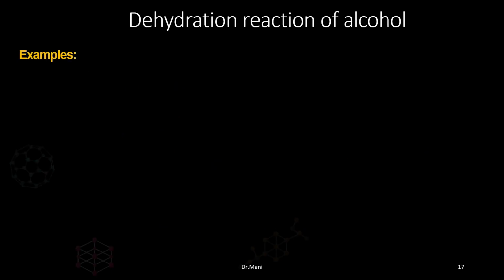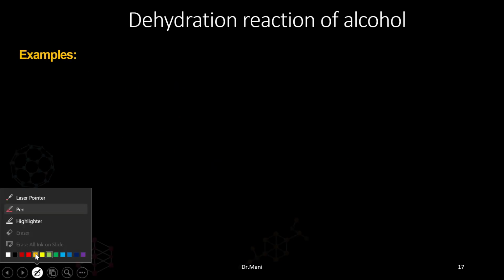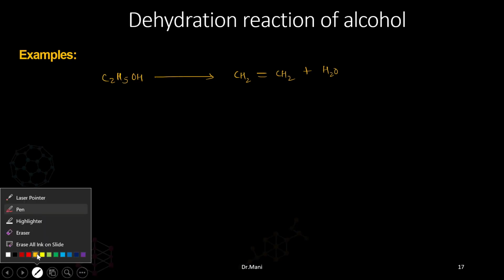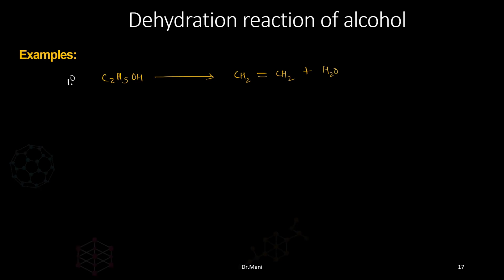So just see a few examples. C2H5OH. I'm not writing the entire mechanism, so I'm just writing the reactants and products. It will form CH2 double bond CH2 plus water. So what kind of alcohol is this? C2H5OH. Is it a primary or secondary or tertiary? Come on, tell me. Yes, it is a primary. So just write here, it's a primary. I'll tell you what is important about this.